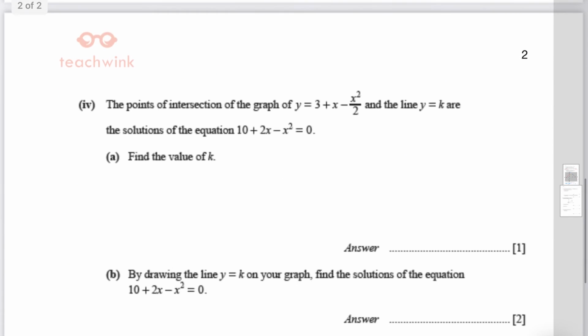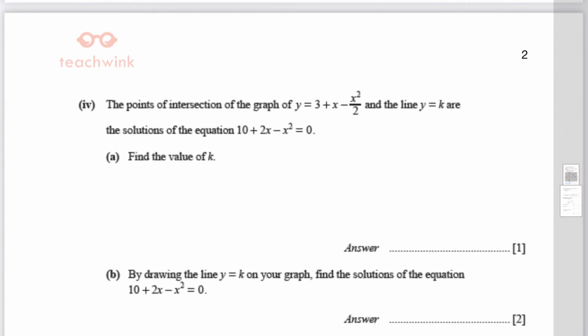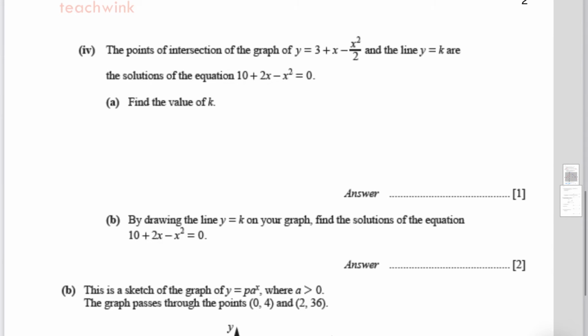The next part says the points of intersection of the graph of y equal to 3 plus x minus x square over 2 and the line y equal to k are the solutions of the equation 10 plus 2x minus x square equal to 0. Find the value of k. Now, in order to do this question, you don't need the graph, but you do need to do one thing.